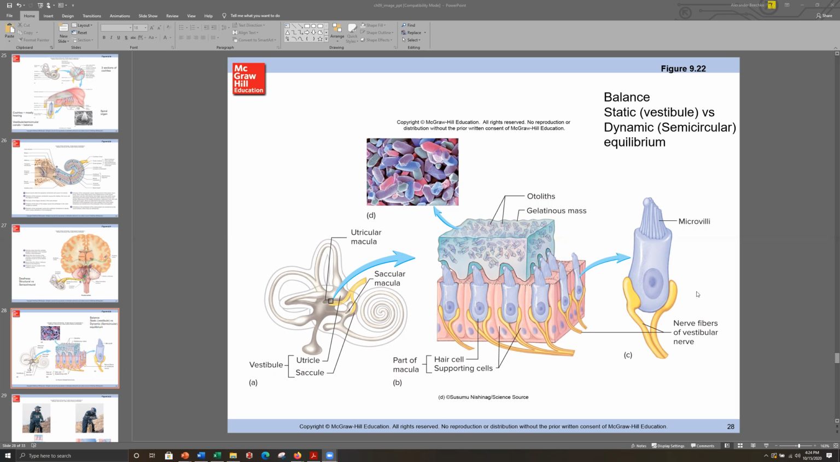The weighted gelatinous mass moves in response to gravity, bending the hair cell microvilli and initiating action potentials in the associated neurons. The action potentials from these neurons are then carried by axons of the vestibular portion of cranial nerve number 8, the vestibulocochlear nerve, where they're interpreted as a change in the position of the head. For example, when a person bends over, the maculae are displaced by gravity, and the resultant action potentials provide information to the brain concerning the position of the head.